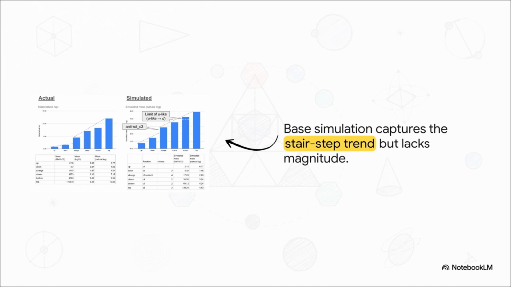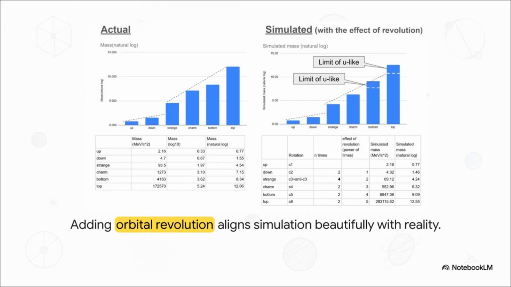But as a rigorous explainer, we have to acknowledge the elephant in the room. The simulated mass increase is still significantly smaller in magnitude than the actual observed reality. It's just not enough on its own. But hang on, because this is where the whole thing clicks into place. When we apply a crucial correction factor, specifically accounting for the absolutely immense kinetic energy generated by the quark's orbital revolution inside the hadron, everything changes.